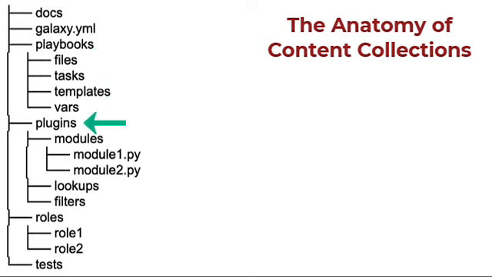Next is the plugins folder, where you can extend Ansible's functionality, and inside you'll find custom modules such as Module 1 Python file and Module 2 Python file, along with lookups and filters. Below that is the roles folder, which contains reusable roles like role 1 and role 2, packaged for repeatable automation tasks. And finally, there's a test folder where you can include test cases or sample playbooks to validate your collection. Altogether, this structure helps make your automation clean, shareable, and ready for use across teams.